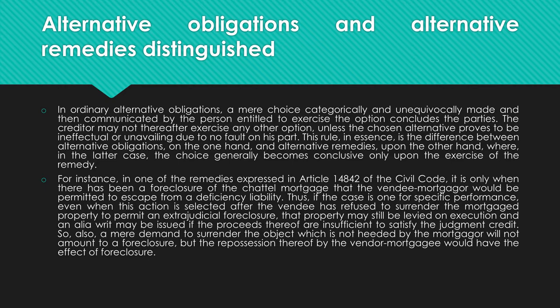Thus, if the case is one for specific performance, even when this action is selected after the vendee has refused to surrender the mortgaged property to permit an extrajudicial foreclosure, that property may still be levied on execution, and an alias writ may be issued if the proceeds thereof are insufficient to satisfy the judgment credit. So also, a mere demand to surrender the object which is not heeded by the mortgagor will not amount to a foreclosure, but the repossession thereof by the vendor mortgagee would have the effect of foreclosure.